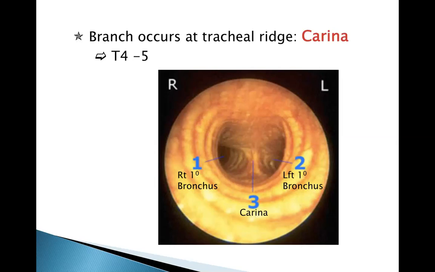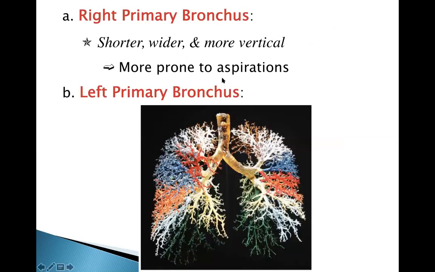I have there labeled the carina, which is right in the center, and that marks the beginning of those primary bronchi. Okay, so looking at this view here, we get a little bit better view of that right primary bronchus. Again, it's shorter and more vertical. The left is going to be longer and more horizontal. So I have here, shorter, wider, and more vertical, more prone to aspirations. The left primary bronchus, again, is going to be longer and more horizontal.